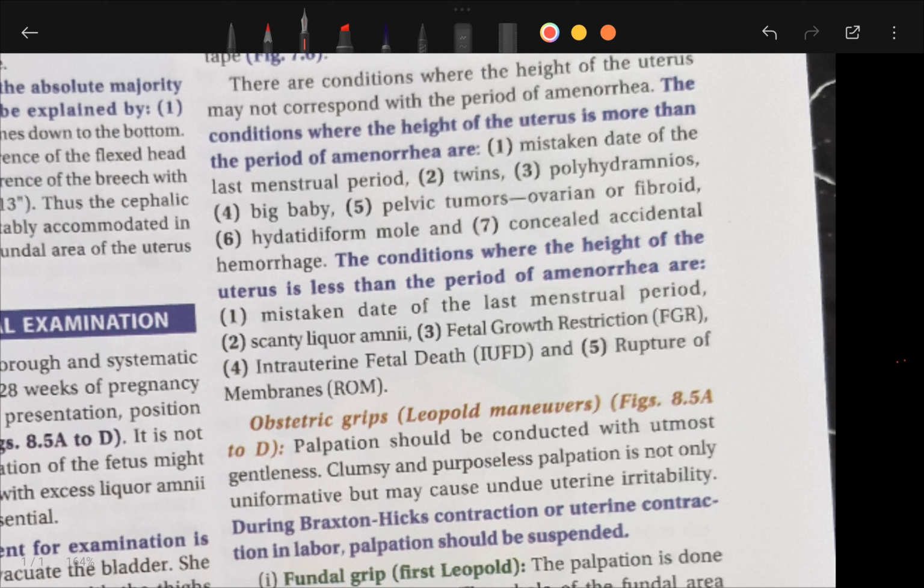Fetus size will usually be less than normal. There you see the fundal height will be less than the age of amenorrhea. Then intrauterine fetal death also: after death the baby may become small because of lack of growth. Rupture of membrane, you will see the loss of all fluid, and then fundal height will not correspond to the age of amenorrhea.